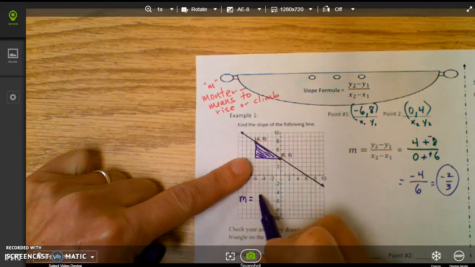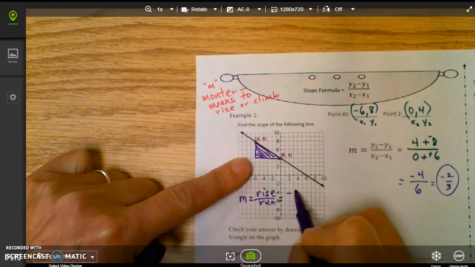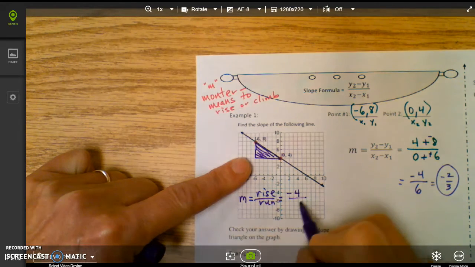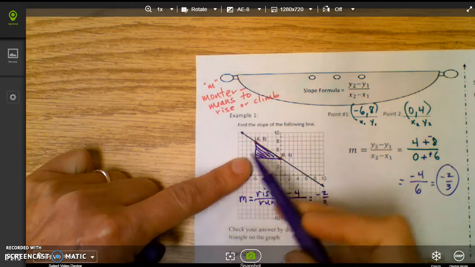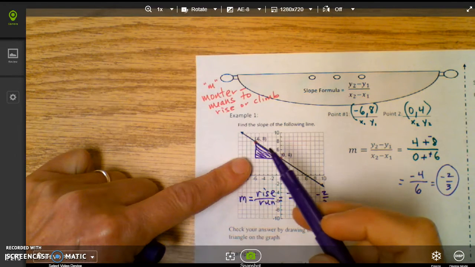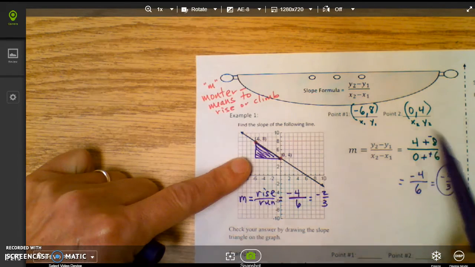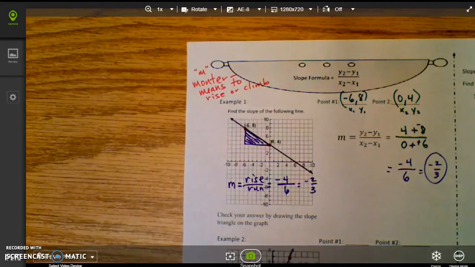So remember, slope is looking at the rise compared to the run. We definitely have a rise of 4, but it's going downhill, so we mark it negative. And we have a run of 6. So guys, this just verifies that we don't have to always draw on the graph with a slope triangle if we're interested in the slope. We can find the rise and run a different way, and that's with using this new formula.